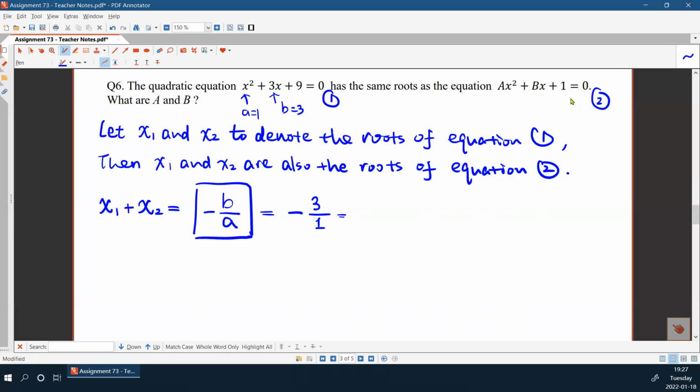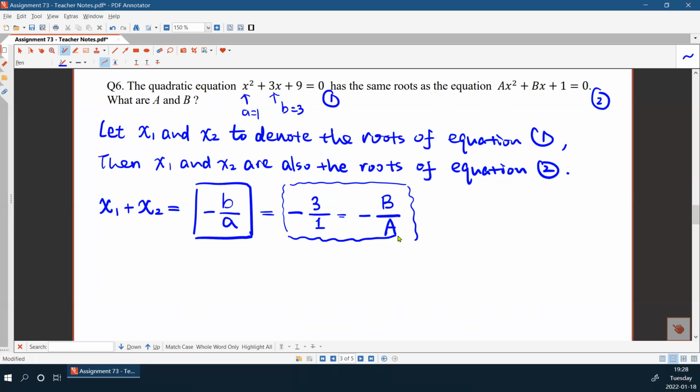How about according to equation 2? According to equation number 2, what is b? Oh, no, B, or uppercase B, right? And what is a in equation number 2? Of course, uppercase A, right? So in this way, we have a relationship between b and a.